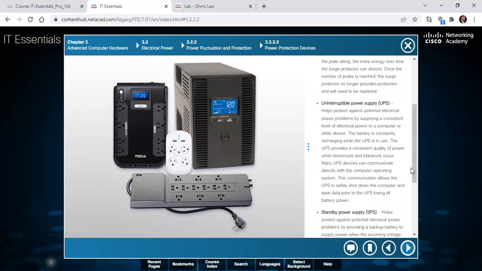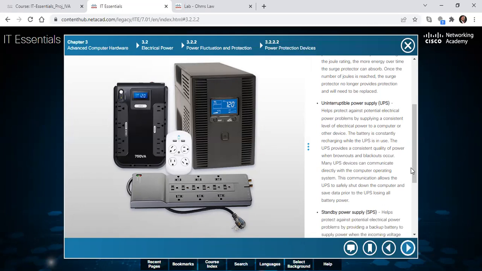Okay, so we now have another one called uninterrupted power supply, which is the UPS I mentioned earlier. It helps protect against potential electrical power problems by supplying a consistent level of electric power to a computer or other devices. The battery is constantly recharging while the UPS is in use. Then the UPS provides a consistent quality of power when brownouts and blackouts occur. So many UPS devices can communicate directly with the computer operating system. This communication allows the UPS to safely shut down the computer and save data prior to the UPS losing all battery power.